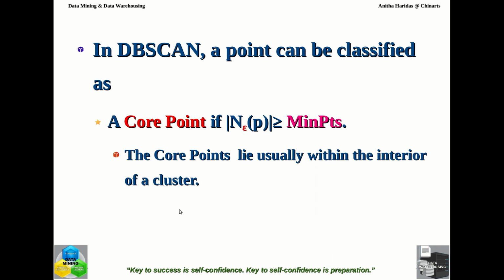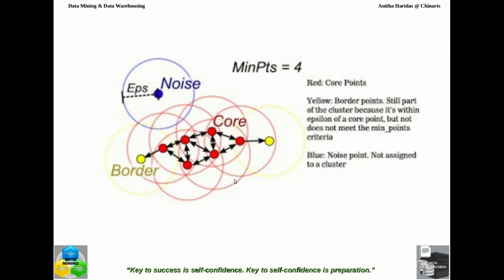Then we discussed that in DBSCAN a point can be classified as a core point. A core point is nothing but a point whose epsilon neighborhood has a number of data points greater than or equal to minimum points, then we call it a core point. And this is an example of a core point.